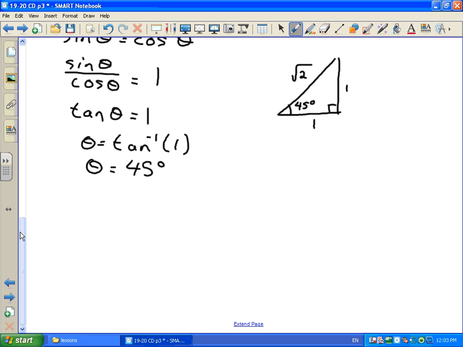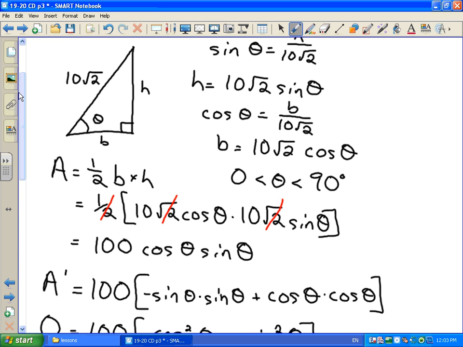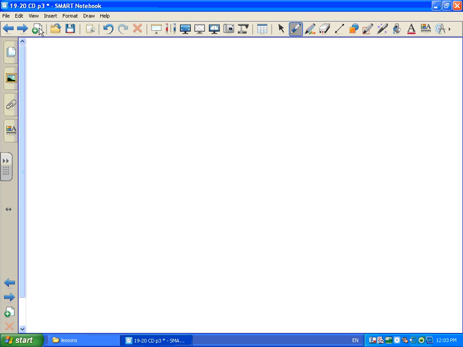So from here, we've got our solution. We should check to make sure that this is actually a maximum. So we're going to use our second derivative test here. This is a lot of stuff. Let's move on to another page here.